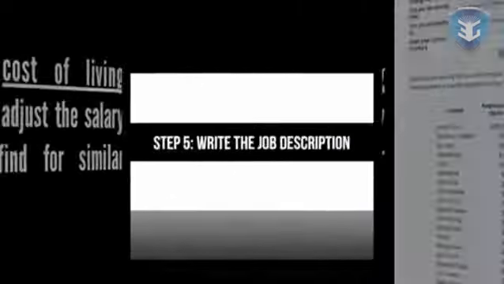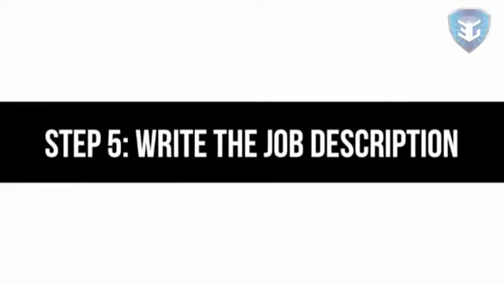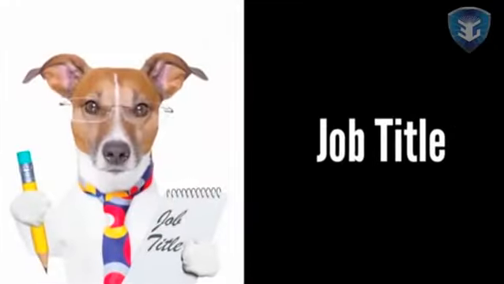Step 5, write the job description. Here is how it should be broken down. Job title. Be as specific as possible with the title. For example, let's say you're a plumbing company that sells to businesses in the Northeast and are seeking a sales manager. A bad job description title for this role would be Sales Manager. A better title would be Northeast Regional B2B Sales Manager, Plumbing Supplies.